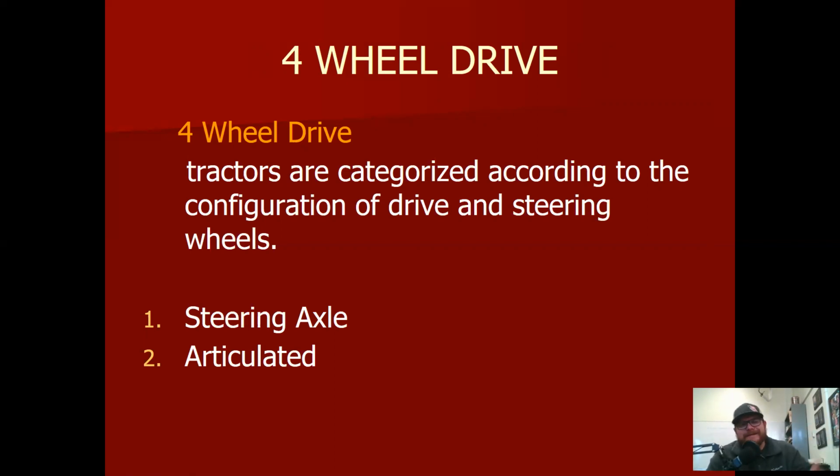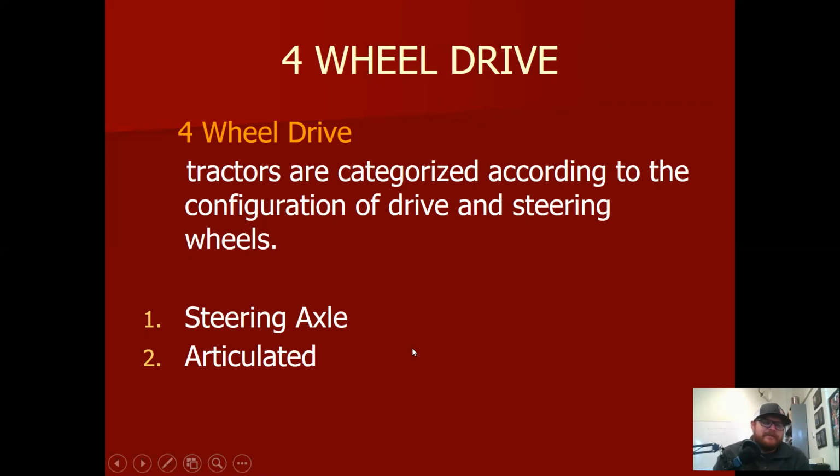So you cannot disengage a four-wheel drive tractor. It is always there. If you can disengage and engage the four-wheel drive, that's actually a mechanical front-wheel drive on a tractor. So it's an easy way for you to identify: is there an engagement or not? If there's not, it's a four-wheel drive tractor, because it's always going to be driving.